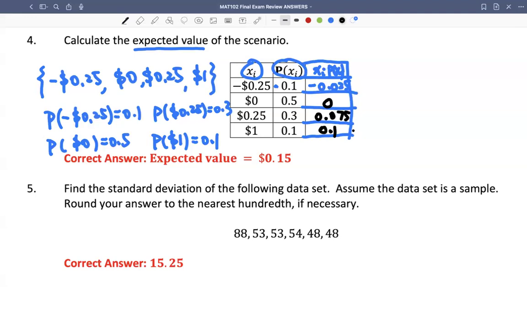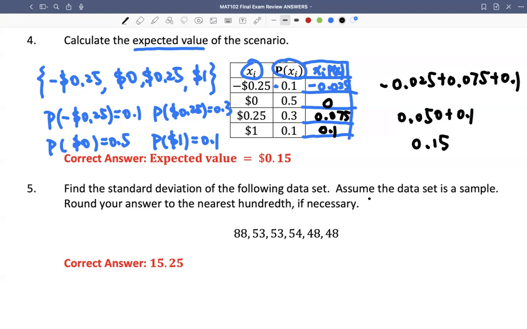Then we add all this, right? So let's just write down negative 0.025 plus 0, which is plus nothing, we don't need to write it, plus 0.075 plus 0.1. 0.075 minus 0.025 is 0.050. Plus 0.1 is 0.15. Right? So the expected value is 15 cents.